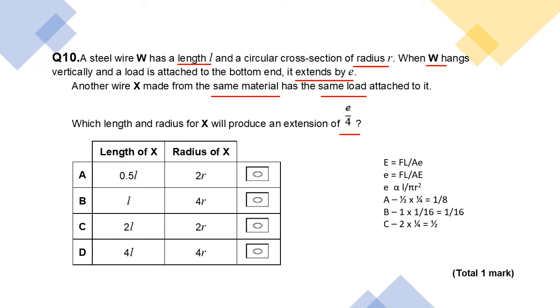So obviously it leaves us only with one option, which is D, but we can check. Length increases by a factor of 4, which means extension should increase by a factor of 4, and then radius increases by a factor of 4, which means area increases by a factor of 16. So extension should decrease by a factor of 16. If you combine both the changes, you can see the total change is 1 over 4, and that is what we want. So our answer for question 10 is D.